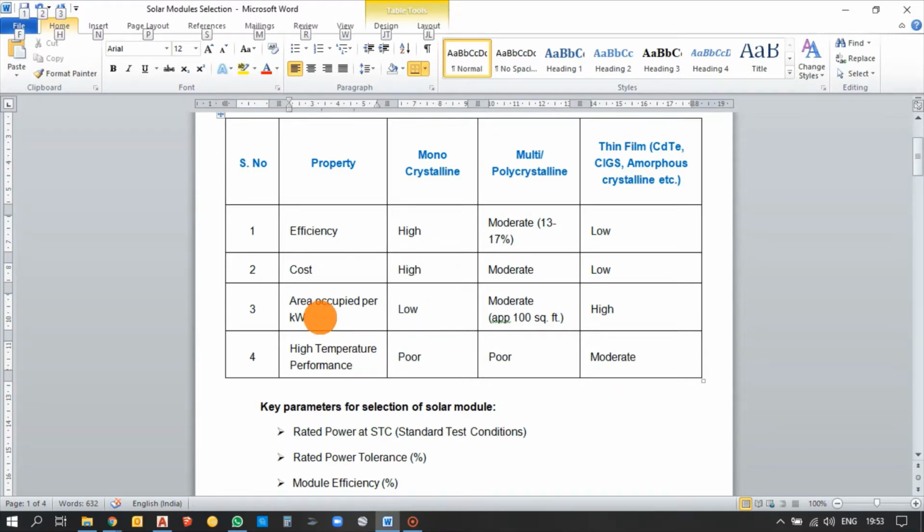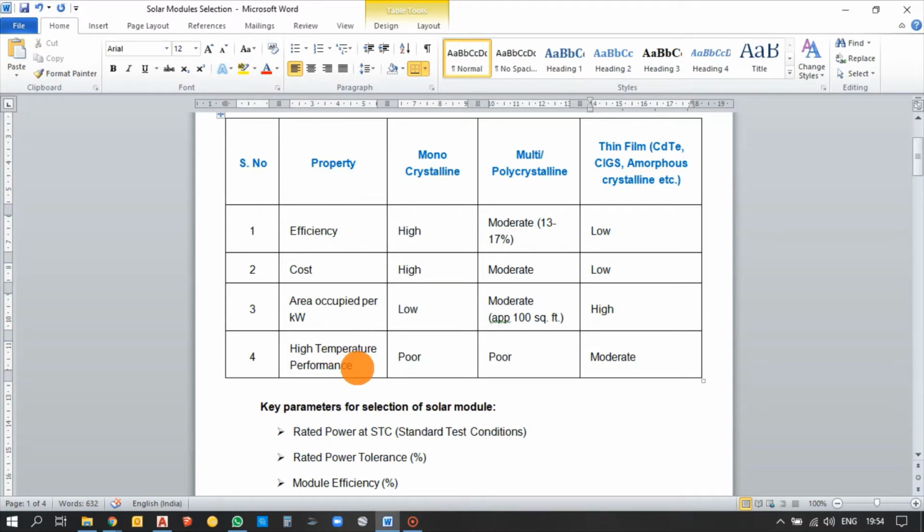Next is the area occupied per kilowatt. Monocrystalline occupies less area because of its higher efficiency. Take an example: a 2 by 1 module can generate 400 watt peak. Polycrystalline is a little lower, so it is moderate; comparatively, you can generate a maximum of 350 watt with the same 2 by 1 module. Thin film occupies quite a higher area, so more area is required for a minimum kilowatt.